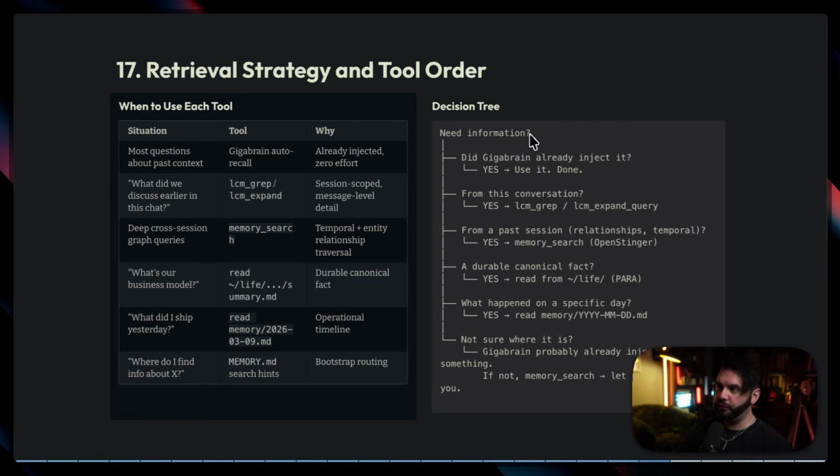So in the decision tree, if we need information, did GigaBrain already inject it? Yes, use it, done. From this conversation, yes, LCM grep, LCM expand. From a past session, yes, memory search uses OpenStinger. Is it a durable canonical fact? Yes, read from the life folder. What happened on a specific day? Yes, read memory, year, month, date. Not sure where it is? GigaBrain probably already injected something. If not, memory search and let the results guide you. That is the rule for our agent to follow.